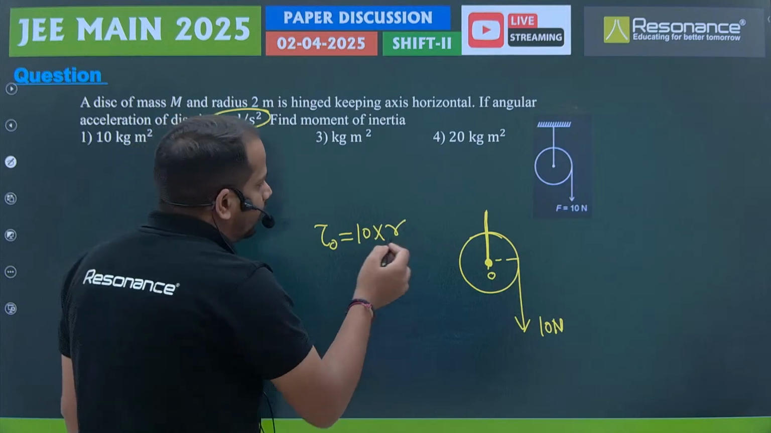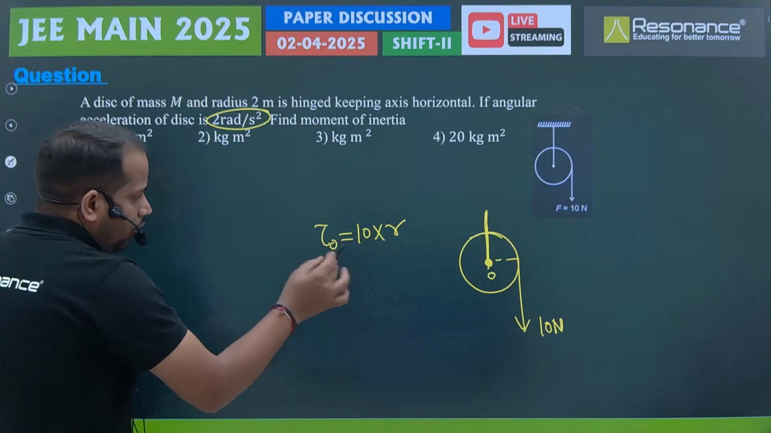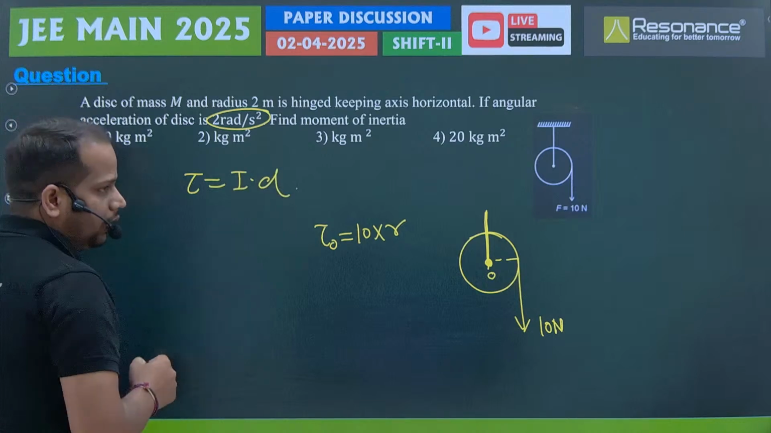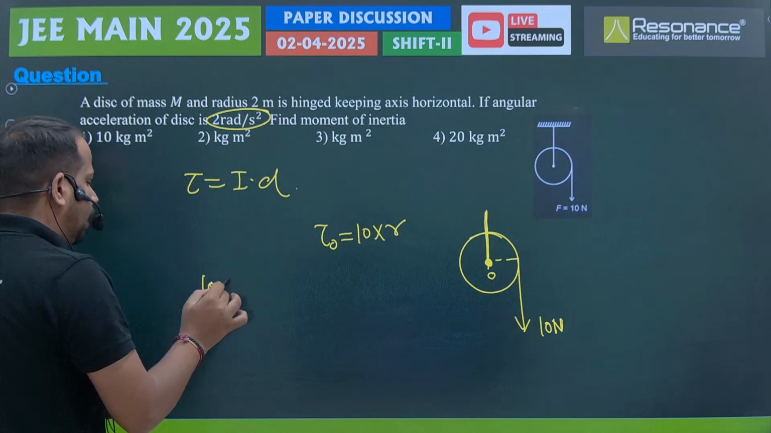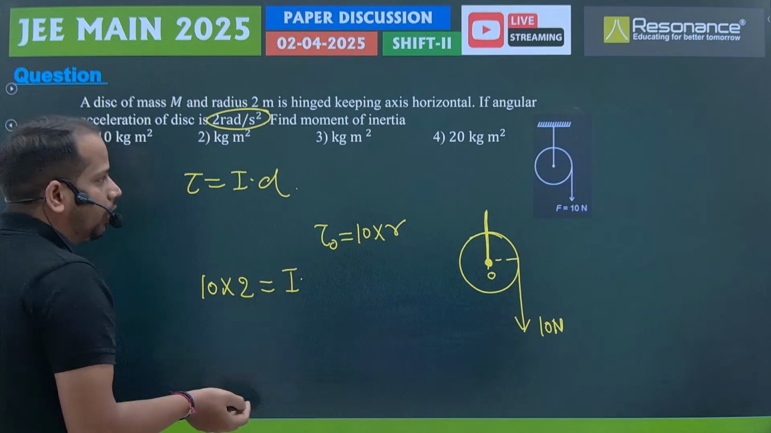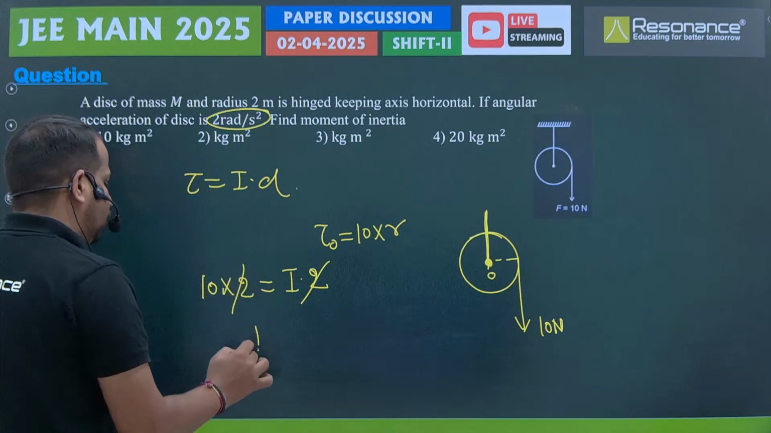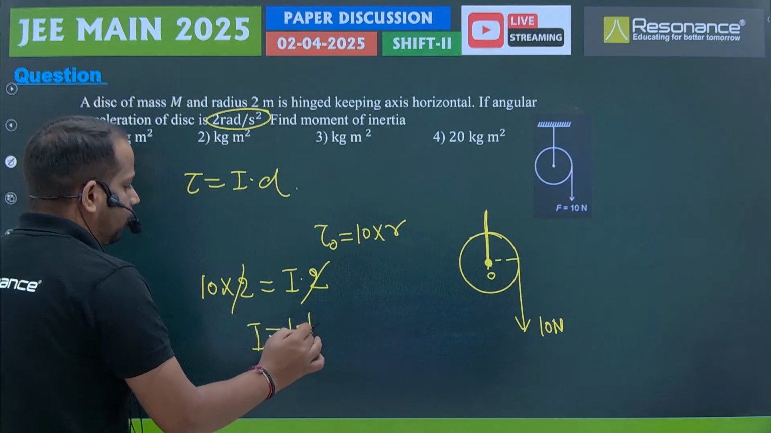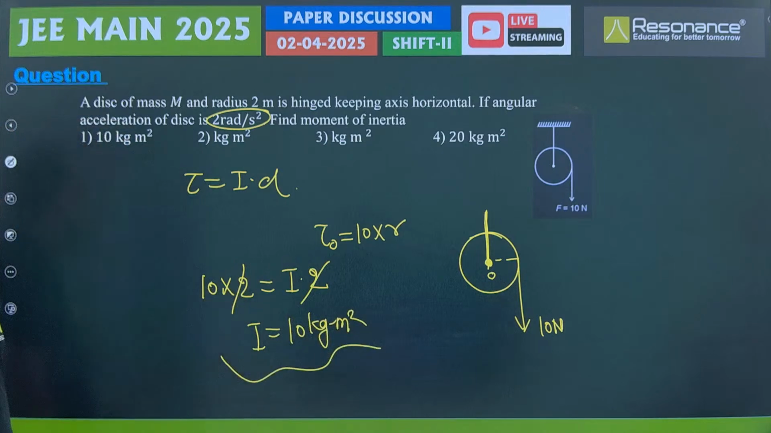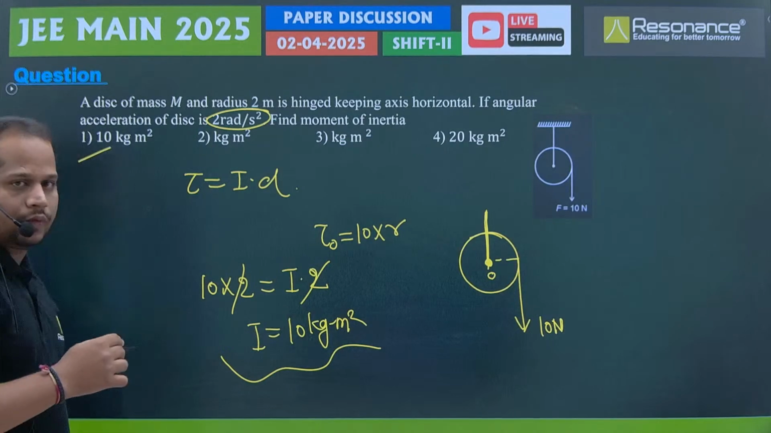Now in this one, we all know there is a basic relation that tau is equal to what? I alpha. So torque is 10 into radius, which is 2, equals I into alpha. What is alpha they have given? Alpha is 2, so 2 will be cancelled out with the 2. So I is equal to 10 kg meter square. This is the moment of inertia we have, right? So which option is correct for us? Option 1 is correct for us, right?